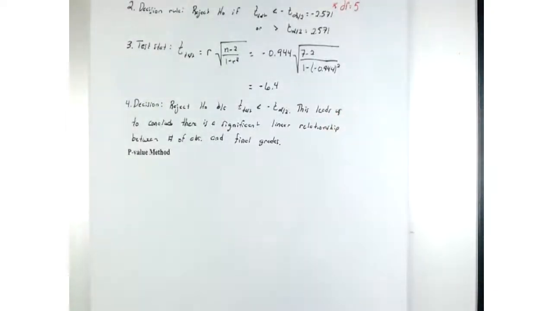So that means that our p-value is less than 0.01, and obviously if it's less than 0.01, it's less than 0.05. So we would reject the null hypothesis since the p-value is less than or equal to alpha, and that will give you the same conclusion as above.